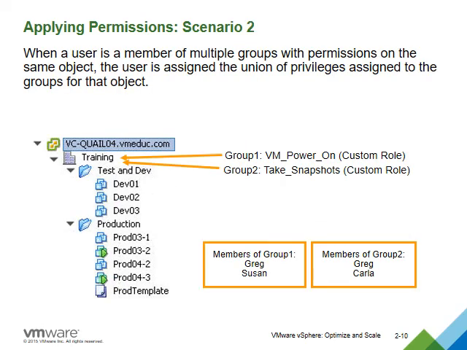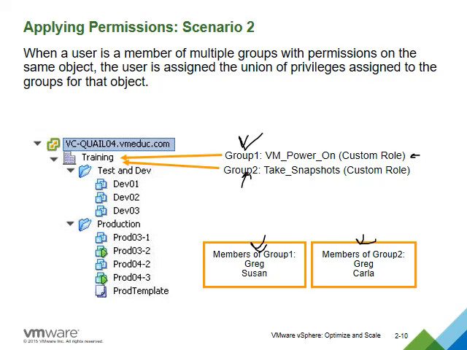In this scenario, when a user is a member of multiple groups and these groups have permissions on the same object in the inventory, the user is assigned the union of privileges assigned to the groups for that object. On this slide, you'll notice you've got group 1 and group 2, with members of each. Group 1 is assigned the VMware Power On role, which is a custom role. That role contains only one privilege, the ability to power on the virtual machine.